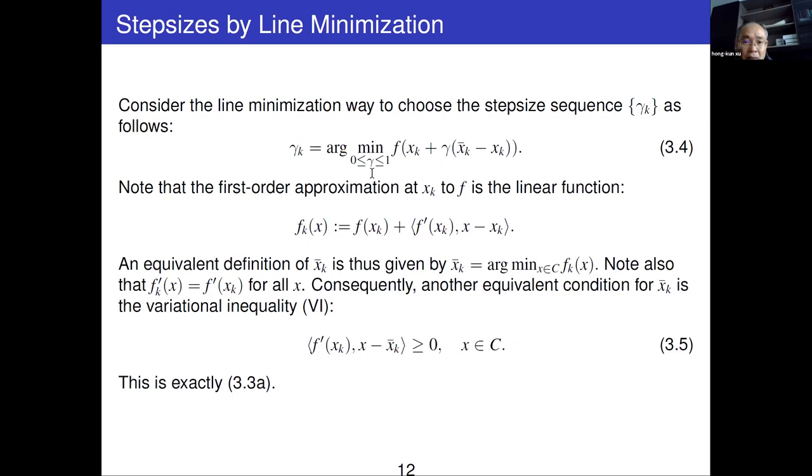Okay, let me move down. Now let me discuss the convergence. If the step size gamma k is selected this way, then of course you need to assume some conditions. Okay, let me go back to the FWA.